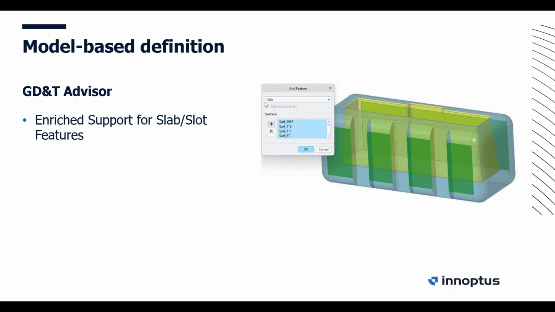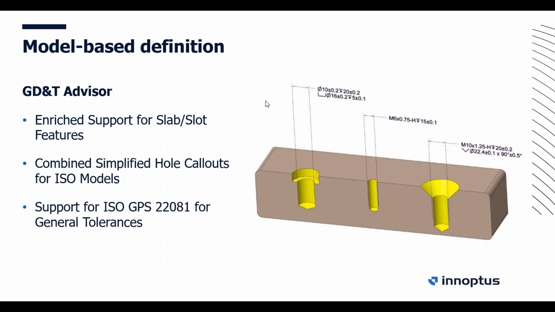GD&T Advisor, some a little bit smaller things, enriched support for slab and slots. One surface that is split by other ones is sometimes hard to define, that it goes over those four surfaces and not one only. So this is changed as well. And hole callouts are changed also a little bit.